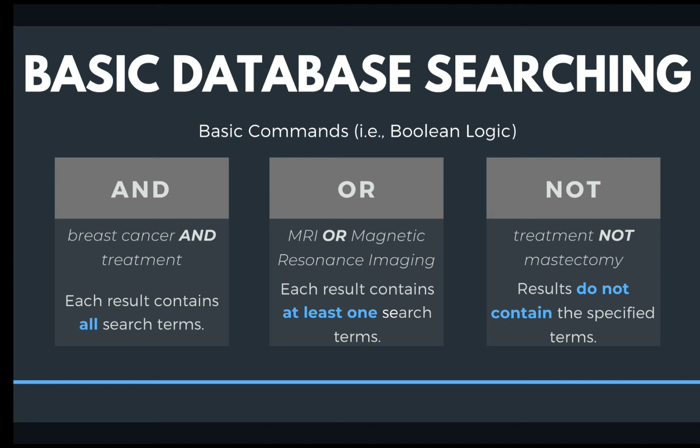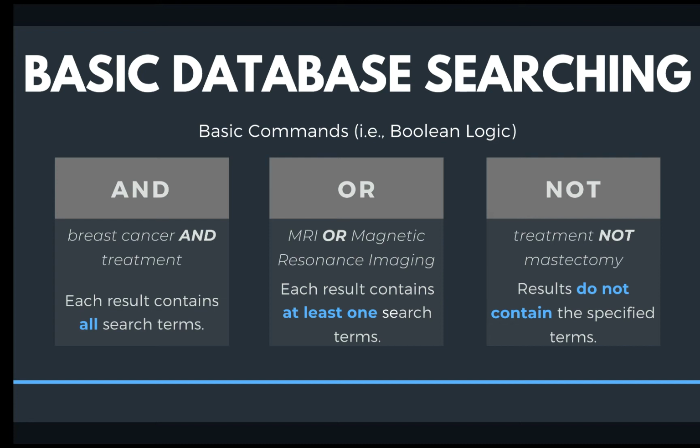Or is most often used between synonyms. For example, I may be looking at the use of MRI for breast cancer screening, but some research may refer to it by its full name, magnetic resonance imaging. I would want to consider other words that describe my keyword and use or between the terms to make sure that I am getting all of the research that is covering that particular topic. Or will expand our search results.